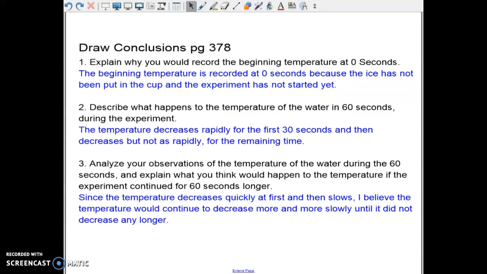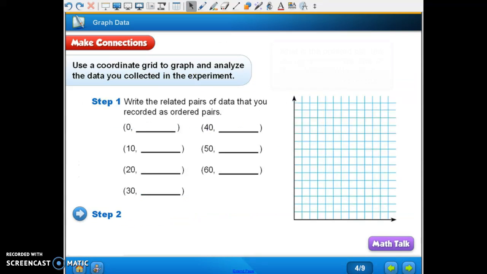So since the temperature decreases quickly at first and then slows, I believe the temperature would continue to decrease more and more slowly until it did not decrease any longer. Okay, now we're going to use the information from our little experiment to make some ordered pairs. So lay your paper so you can see your points, your little table we made.